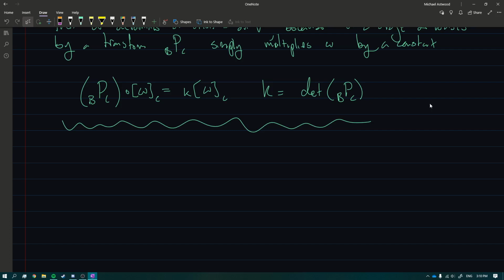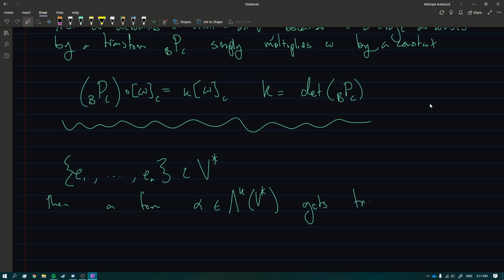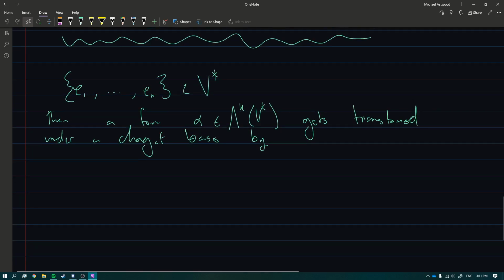So I can work out the detailed change of basis rule for you now. If you have a dual basis, E1 through En, a basis for V star, then a form alpha in lambda k of V star gets transformed under a change of basis by, you simply apply the change of basis to each of the component forms.